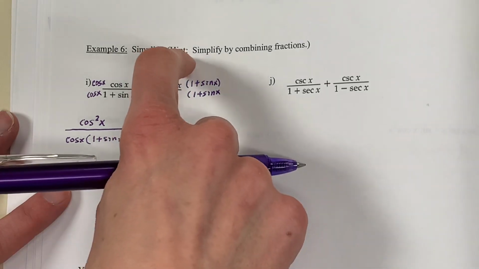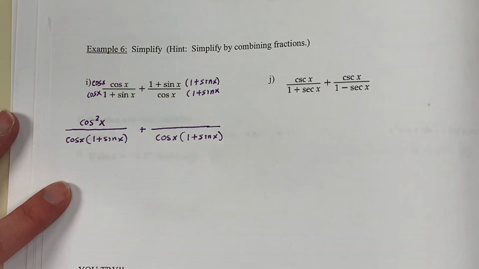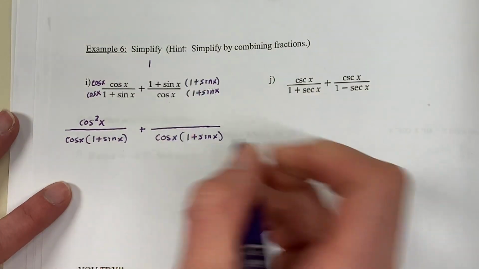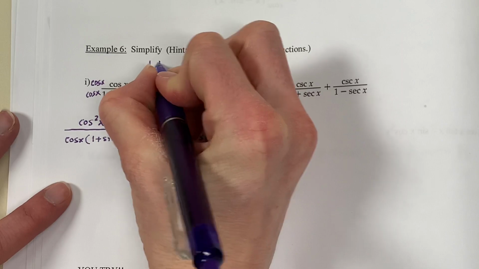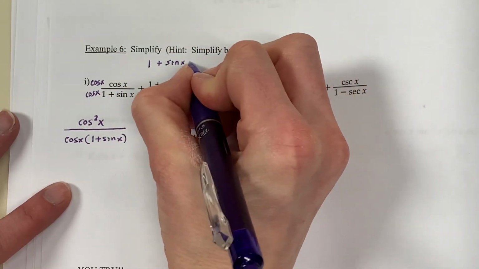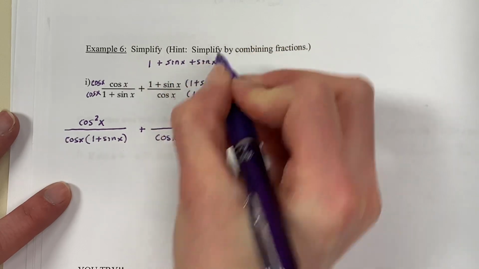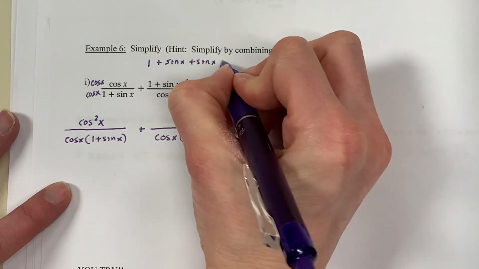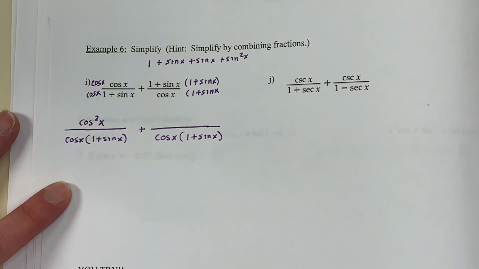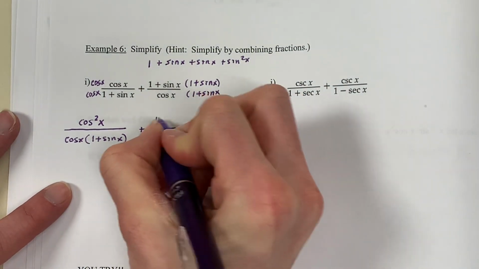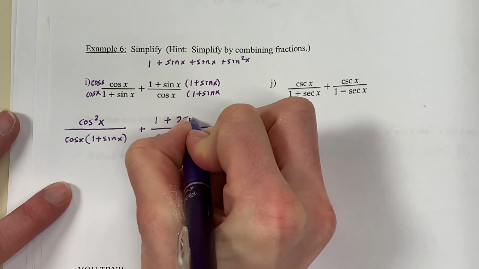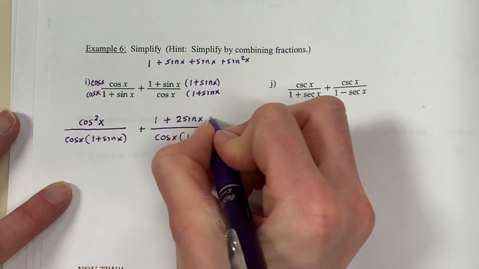I'm going to complete this above, and then I'll simplify it within my expression. So 1 times 1 is 1. 1 times sine x is 1 sine x. Sine x times 1 is sine x. Sine x times sine x is sine squared x. If I combine like terms, I have 1, sine x plus sine x makes 2 sine x, plus sine squared x.